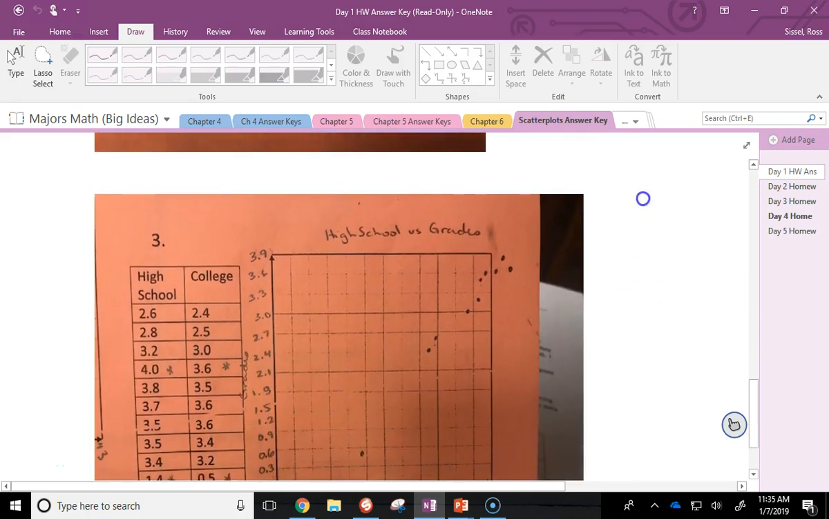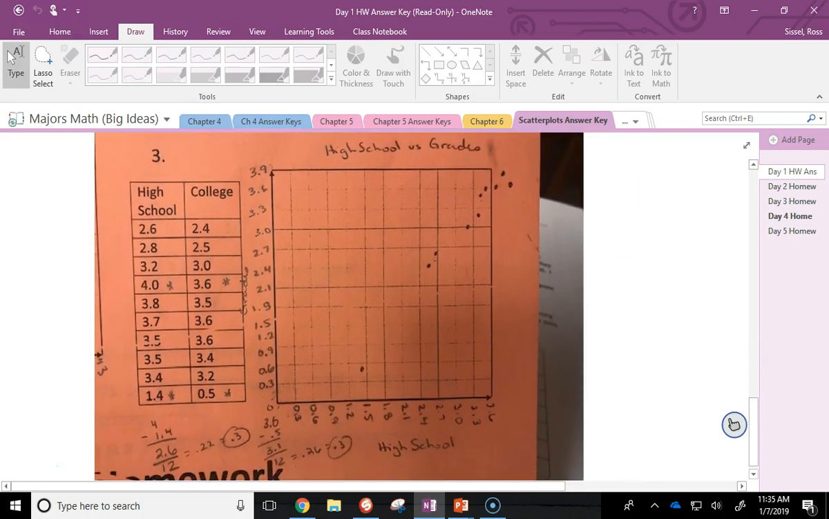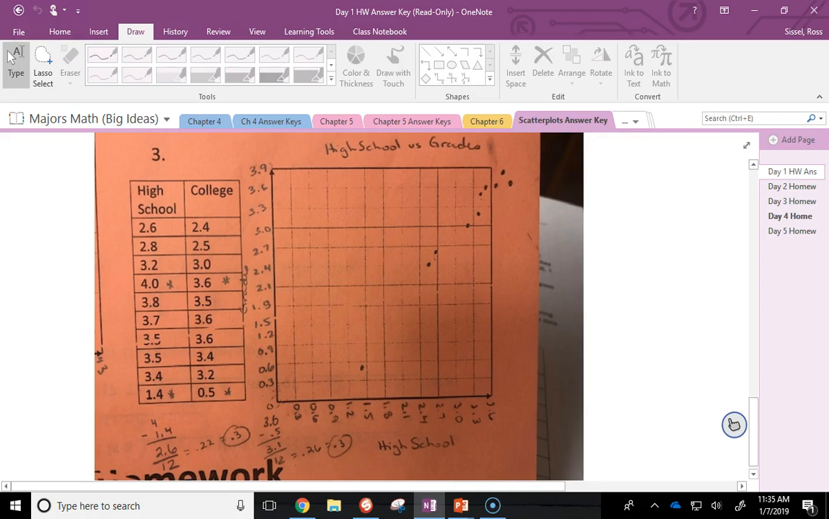On number 3, high school versus grades. Or grads. Grades. And the high school should have been on our x-axis. College grades would have been on the left. Your graph should have looked like this, where it's up and to the right, more up here. Okay. Once again, if you did not finish this, you need to get it done so you can do today's assignment.